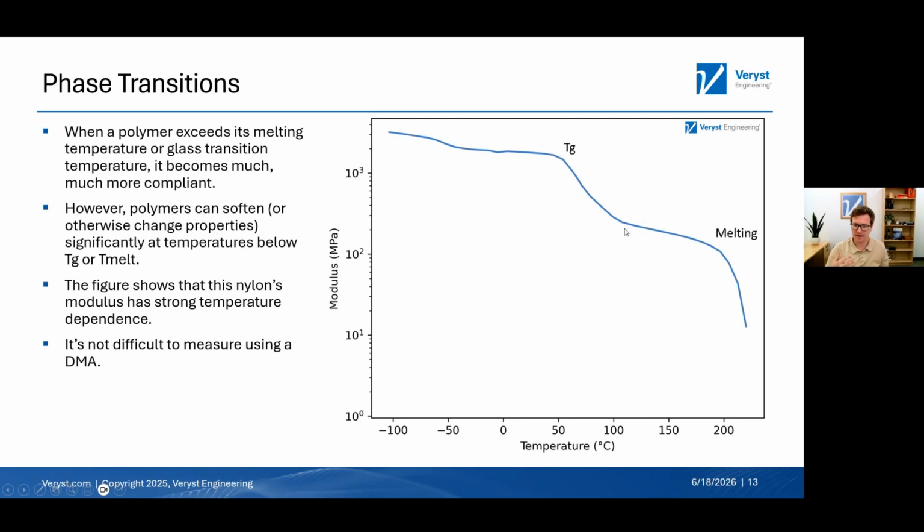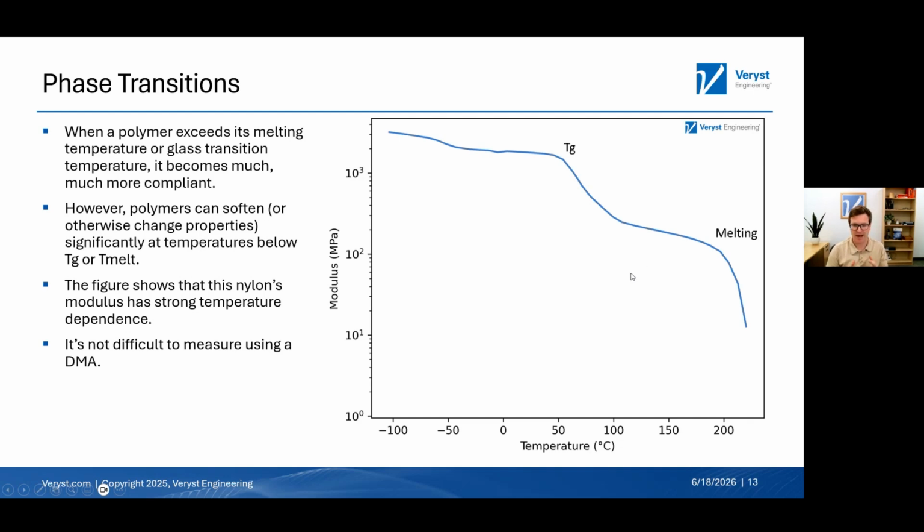It's something to really think about when you are designing a component that's going to be exposed to elevated temperature: how sensitive your design is to changes in the modulus of the material. Because if this modulus is right around 200 megapascals at 100 C, and it drops down to 150 megapascals somewhere around 150 C, is that going to be dangerous for your part or your design, or is it going to be acceptable?